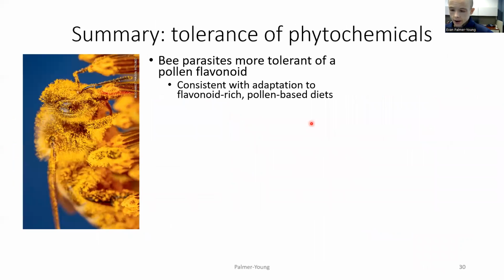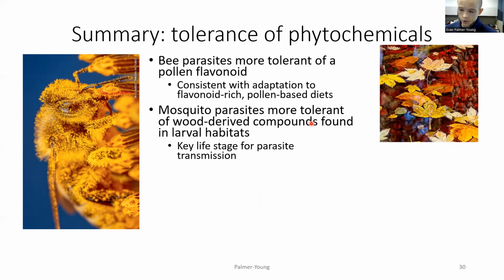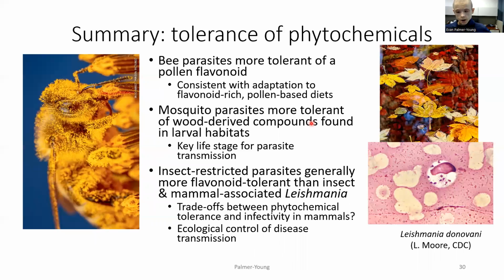Summarizing, the bee parasites had higher tolerance of a pollen flavonoid, corresponding to the flavonoid-rich diets and hive chemistry of honeybees, and the mosquito parasites were more tolerant of compounds associated with decaying woody debris found in larval habitats, an important stage for parasite transmission. Also, the insect-restricted parasites tested here had generally higher tolerance of nectar and pollen flavonoids than did the mammal-infecting Leishmania, suggesting trade-offs between phytochemical tolerance and infection of mammals, as well as ecological interventions that use phytochemical-rich floral resources to target parasites in nectar-feeding insect vectors of human disease.